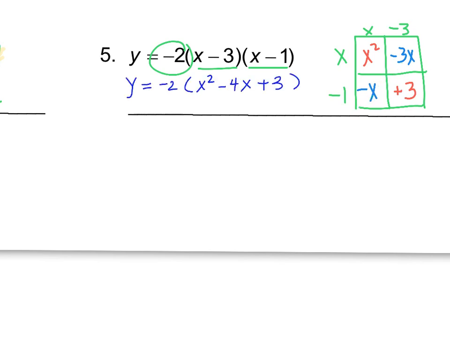After looking at the Punnett square, we find out that y equals negative 2 times x squared minus 4x plus 3. All we need to do now is distribute the negative 2. So the result of that is y equals negative 2x squared plus 8x minus 6.